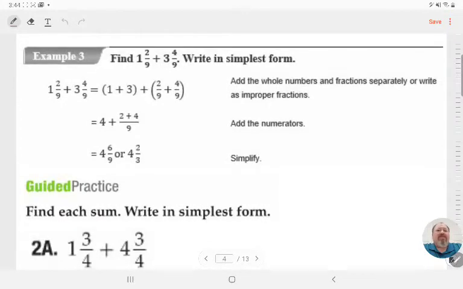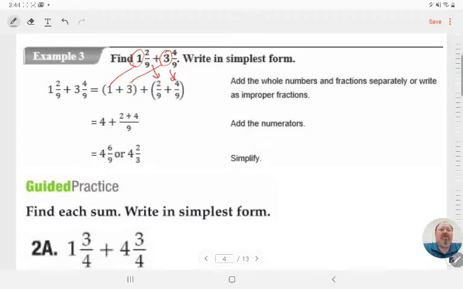So now we have another example here. It's 1 and 2/9 plus 3 and 4/9. We are to write this in simplest terms. Okay. So what we can do is take the whole numbers, the 1 and the 3, and move them together to add together. And then we take the fraction part of the mixed number and put them together to add together. So we're just grouping things differently, okay?